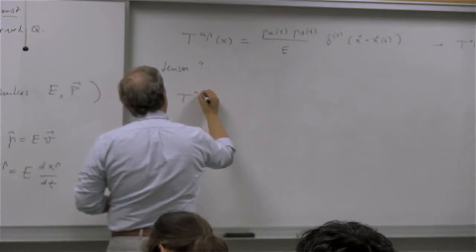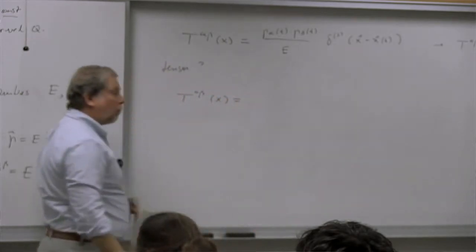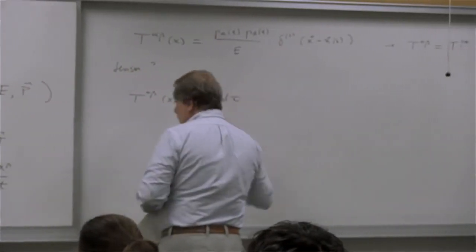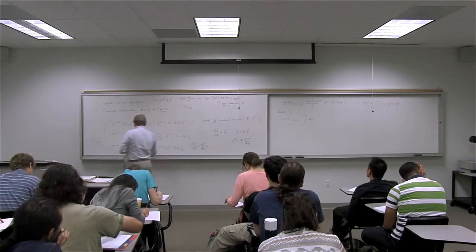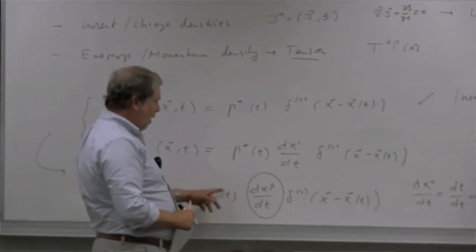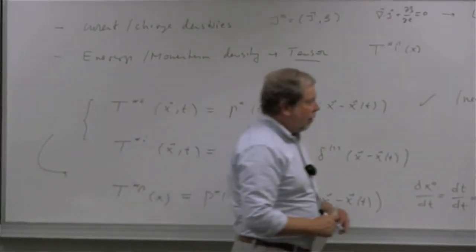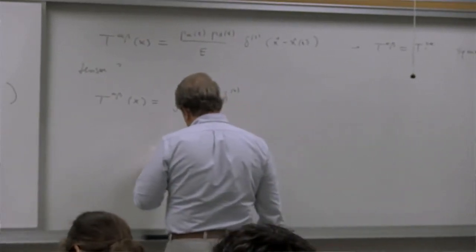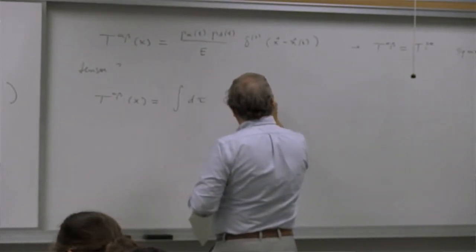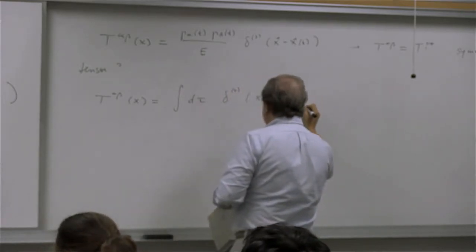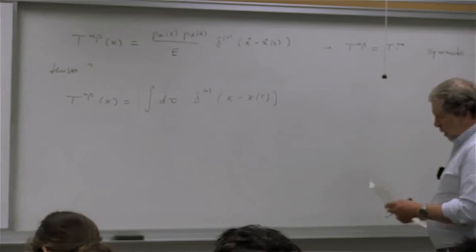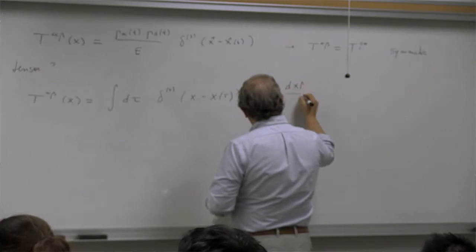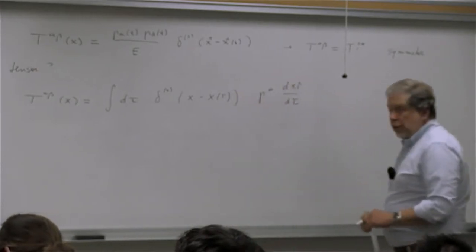Right, and we write T alpha beta of x. We can rewrite it as an integral in d tau. We actually go back to this expression here, which is just as good, except it's not manifestly symmetric, but who cares? And we are going to play the same game we did before, that is, write this as a delta function, delta 4 of x minus x of tau, times P alpha and dx beta by d tau.